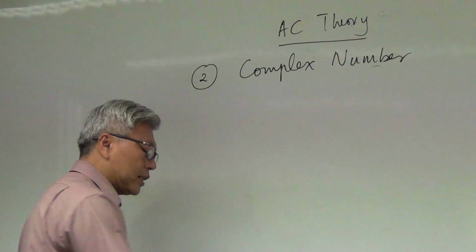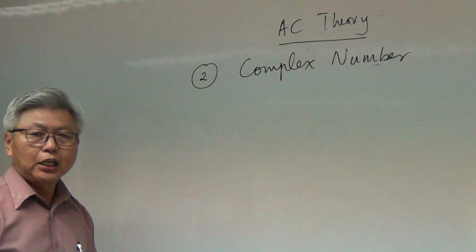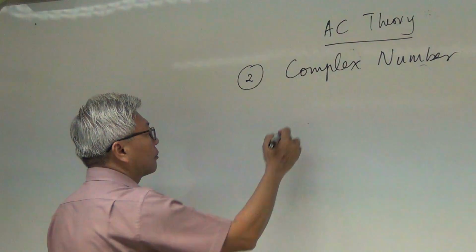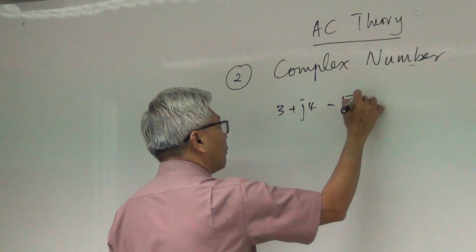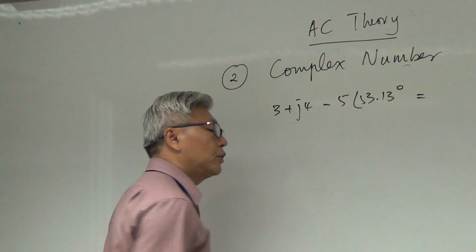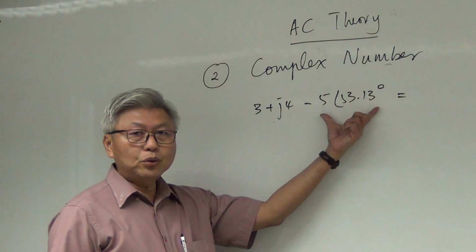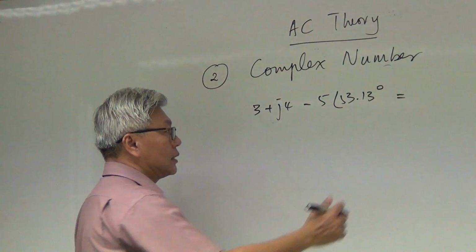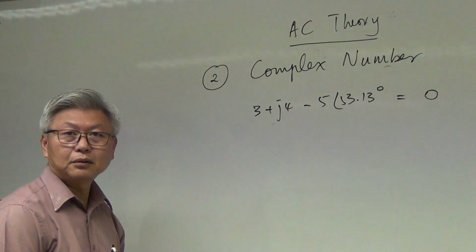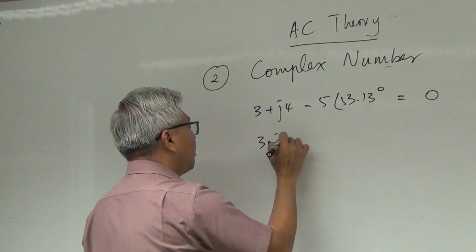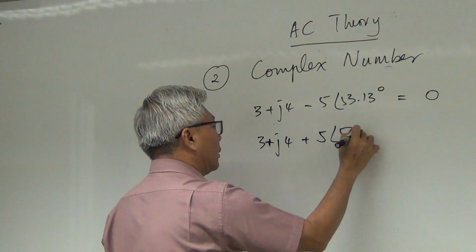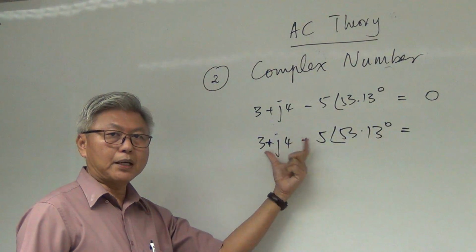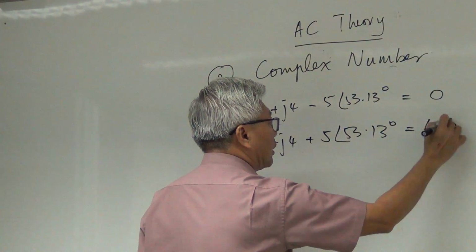Alright, just to have a quick exercise, you don't need your calculator. If you understand what I say, the numbers should come out very quickly from you. Let's try. 3 + j4 minus 5∠53.13°. What do you think is the answer? You have to make this into 3 + j4. So 3 + j4 minus 3 + j4, the answer is 0. Correct? Okay, let's do an addition. 3 + j4 plus 5∠53.13°. The answer is, you make this into 3 + j4. So 3 plus 3 is 6. j4 plus j4 is j8.